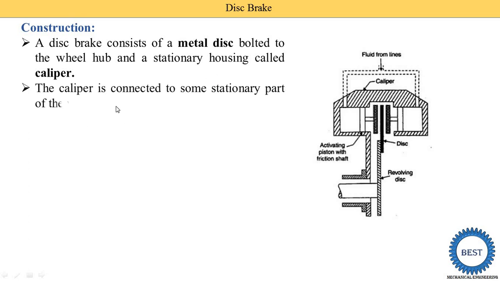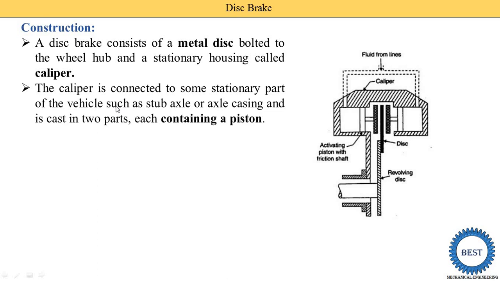The caliper is connected to some stationary part of the vehicle. Our wheel is a rotating part. So this metal disc is installed on the wheel hub. The metal disc rotates, and this caliper is a stationary part. This caliper is connected with a stub axle or an axle casing, and is cast in two parts. Each part holds a piston. So here you see, this caliper is cast in two parts.